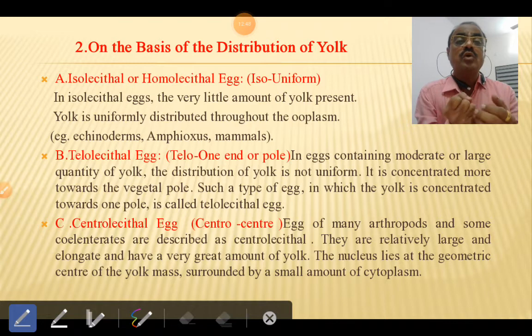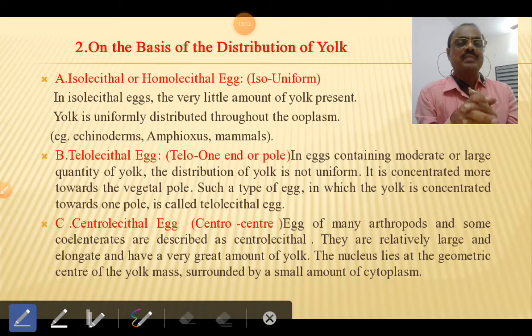What is meant by iso or homo? Iso or homo means uniform. Iso means uniform and lecithal means yolk. In an isolecithal egg, a very little amount of yolk is present, and that yolk is uniformly distributed throughout the ooplasm. The examples are echinoderms, amphioxus, and mammals.